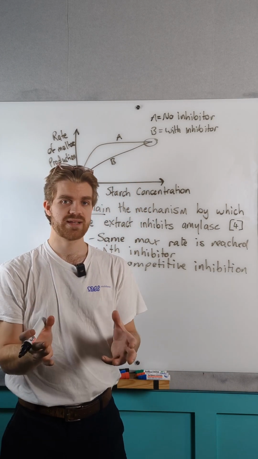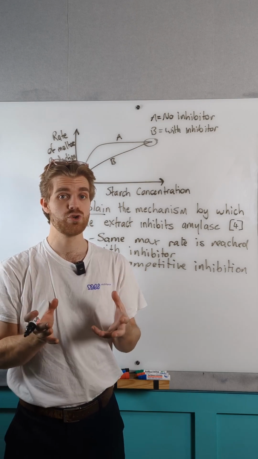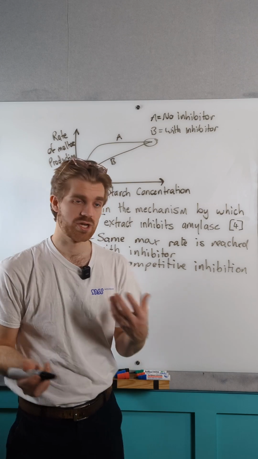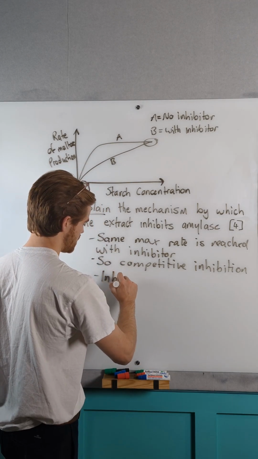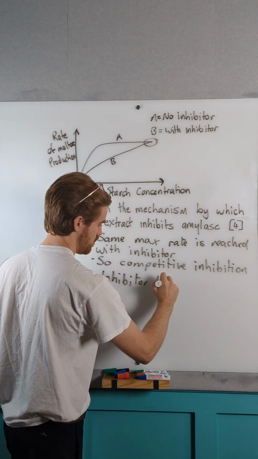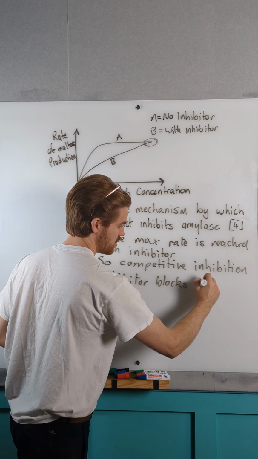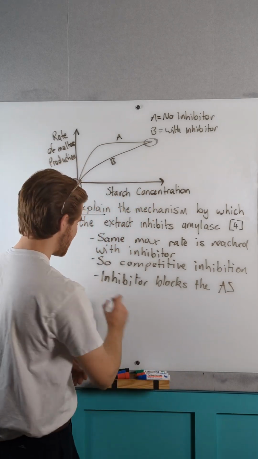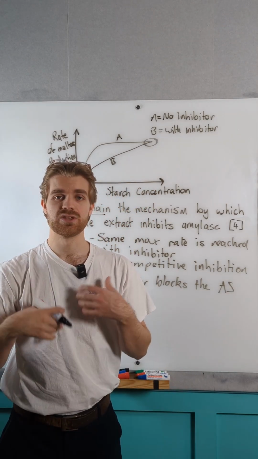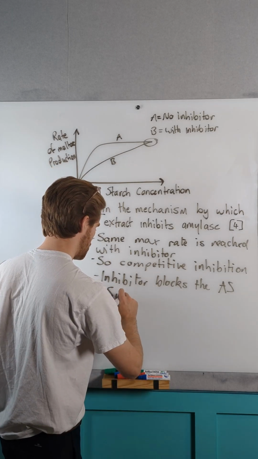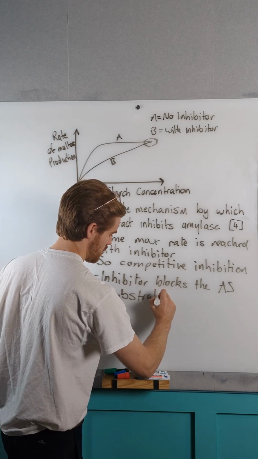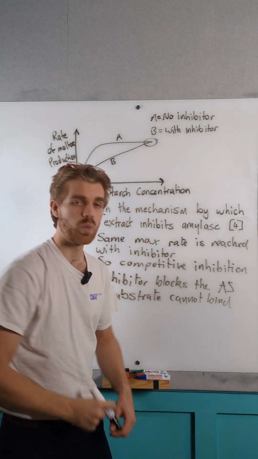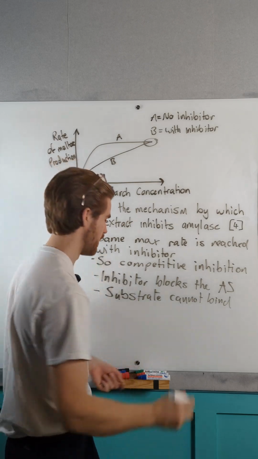Now that we've recognised that it's competitive inhibition, our remaining 2 marks are going to be from describing that process of competitive inhibition. So our inhibitor blocks the active site. I'm going to put AS for active site. And so what that means is that the substrate cannot bind. And if the substrate cannot bind, we get no enzyme substrate complex forming.